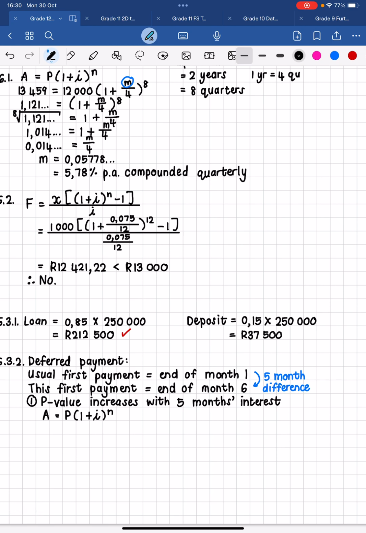We're going to take our original P value, right? The 212,500 Rand, the loan amount, and we're going to add 5 months worth of interest. So that n value there is going to be 5. Okay, that's the first thing.